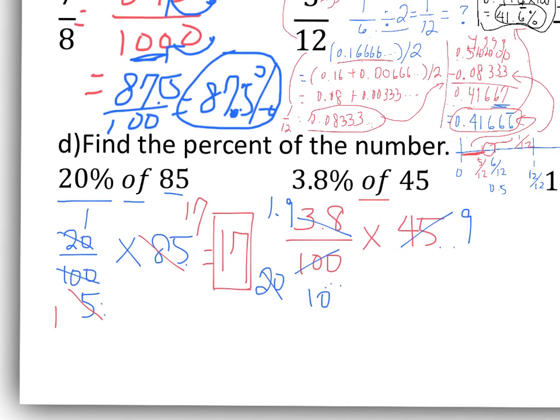Okay. And because there's a 10 here, I can shift the decimal 1 place to the left to get 0.19 times 9. And here we go. 19 times 9. And then 2 decimal places, so 1.71 is your answer.